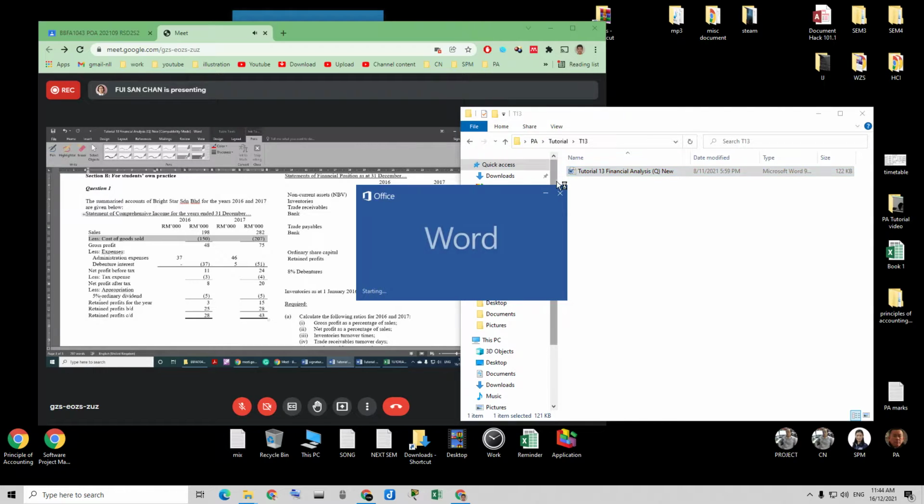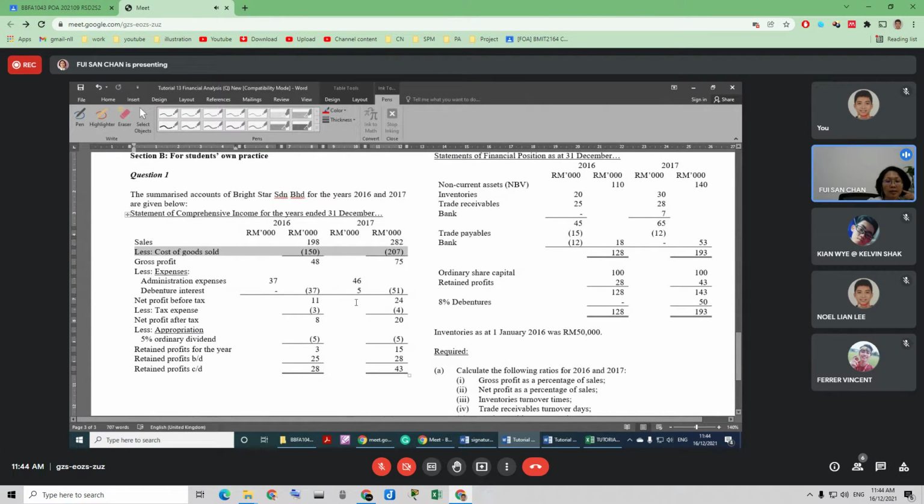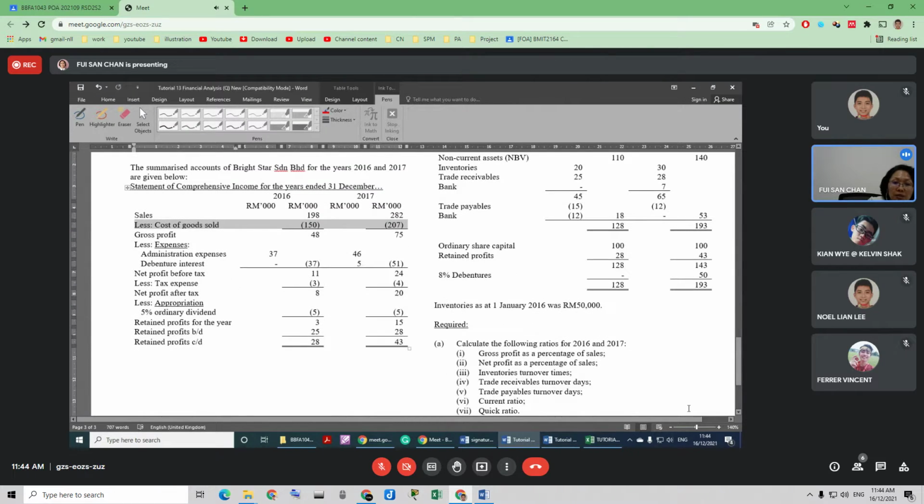So calculate purchases. Tell me, 2016, how much is the purchases? Everybody, do some calculation now. You use your cost of goods sold formula: opening stock plus purchases minus closing stock. So for 2016, cost of goods sold is 150, equal to opening stock plus purchases minus closing stock, which is 20. So how much is your purchases?